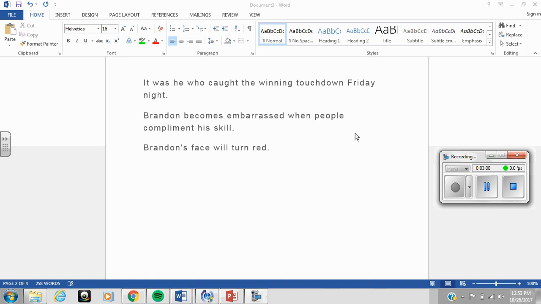So why don't you take a minute and take a look at these three sentences, and for each sentence, tell me what the subject is, what the linking verb is, and finally, what the subject complement is. And please tell me if the subject complement is a noun, a pronoun, or an adjective.